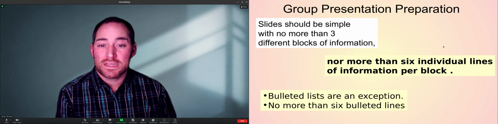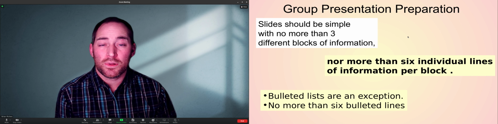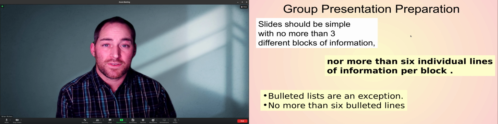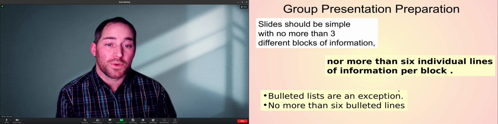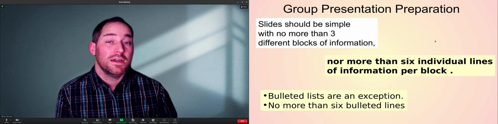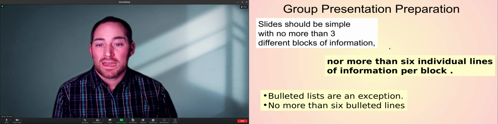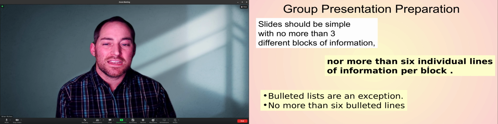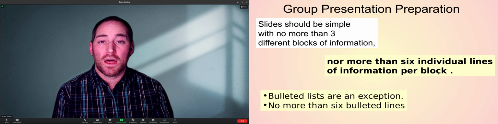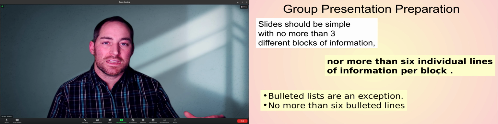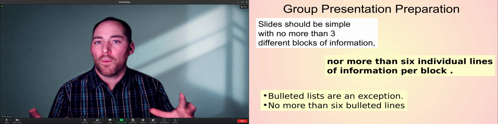All right. Additionally, slides should be simple, no more than 3 blocks of information. So here's a block of information, here's another block of information, here's a block of information. No more than 3 blocks of information. One of your blocks might be a picture. And with that, no more than 6 individual lines of information per block. So again, that goes to the text size as well. You don't need to pack every single fact that you want to talk about on one slide.